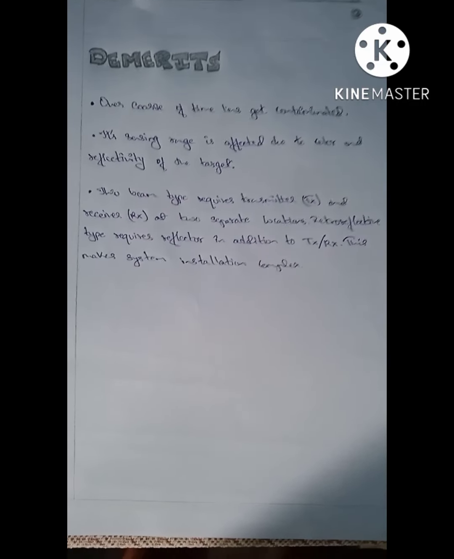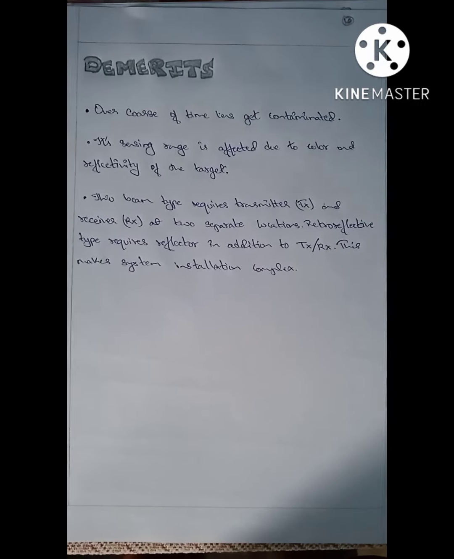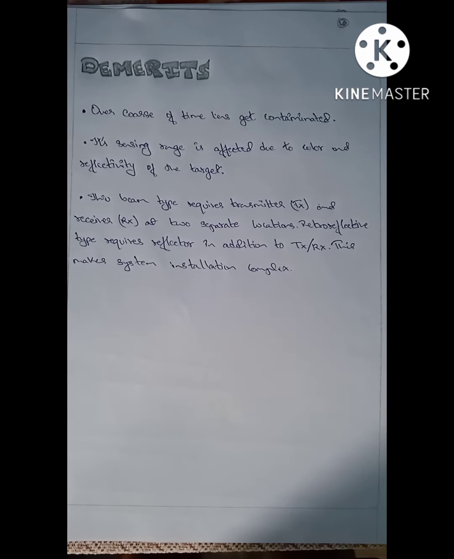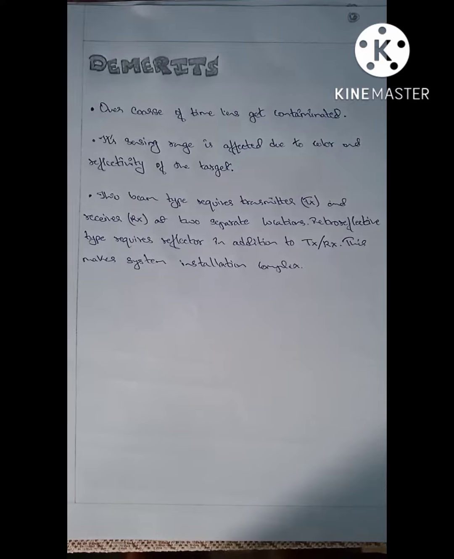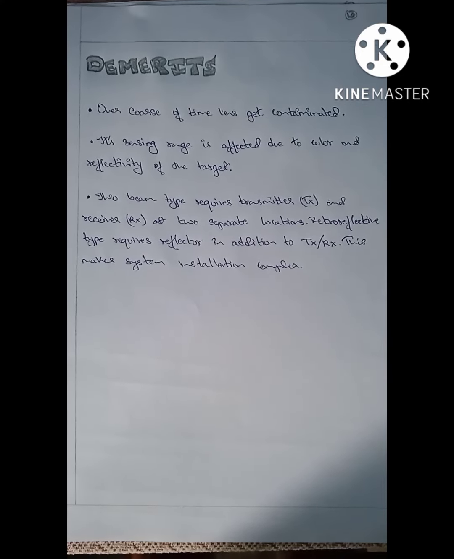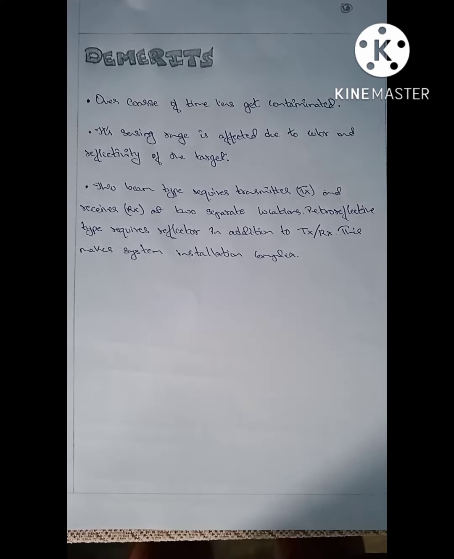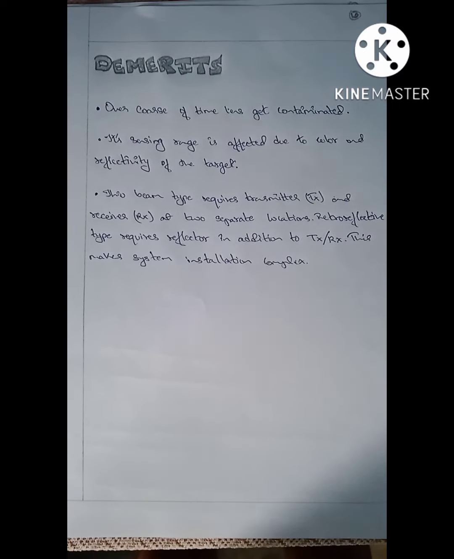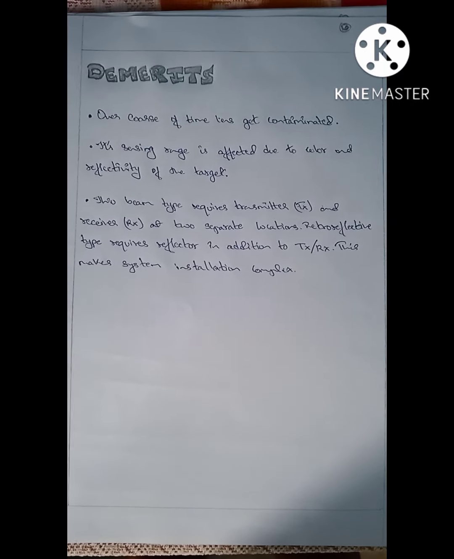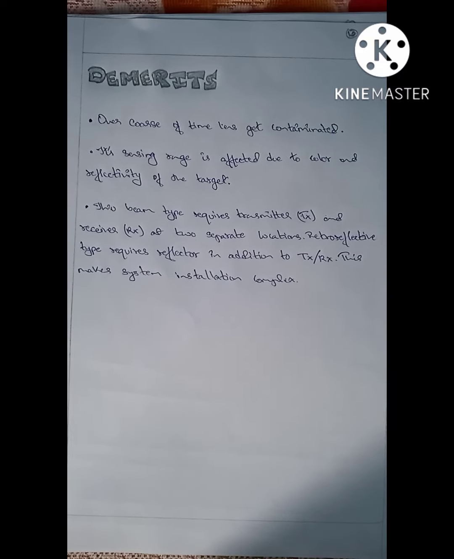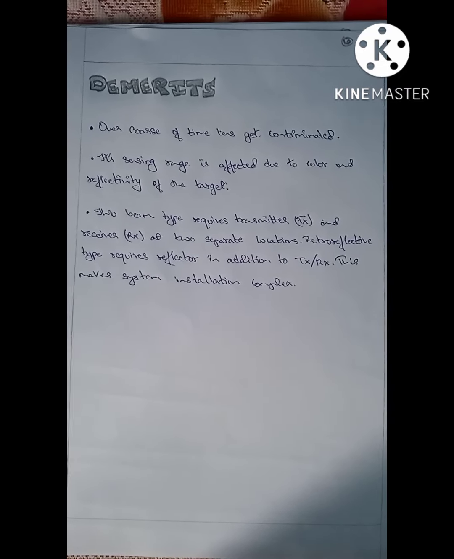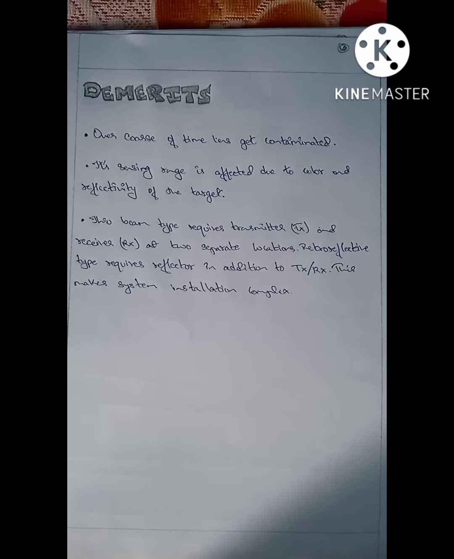Demerits of the photoelectric effect. Over the course of time, lenses get contaminated. Its sensing range is affected by the color and reflectivity of the target. Through beam type requires a transmitter Tx and receiver Rx at two separate locations. Retroreflective type requires a reflector in addition to Tx and Rx. This makes system installation complex.